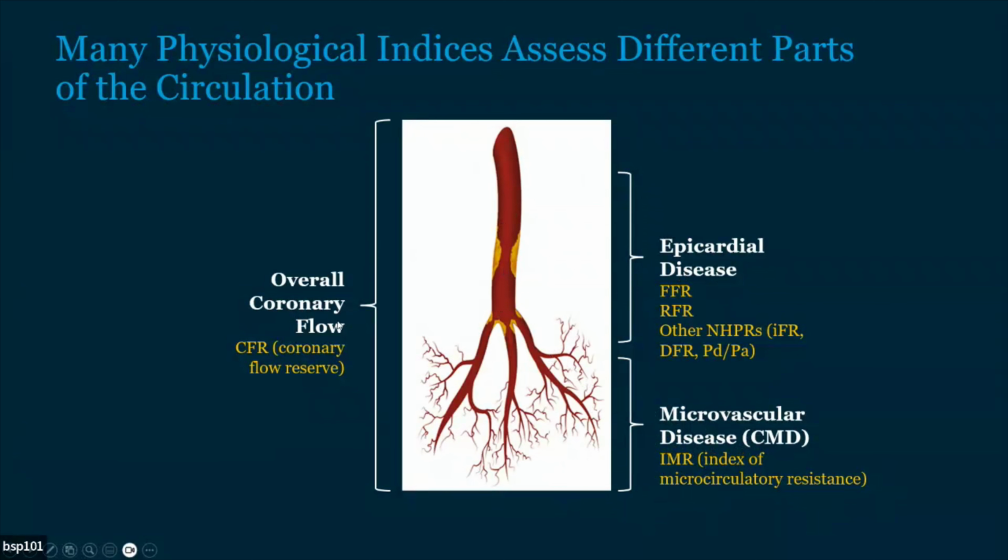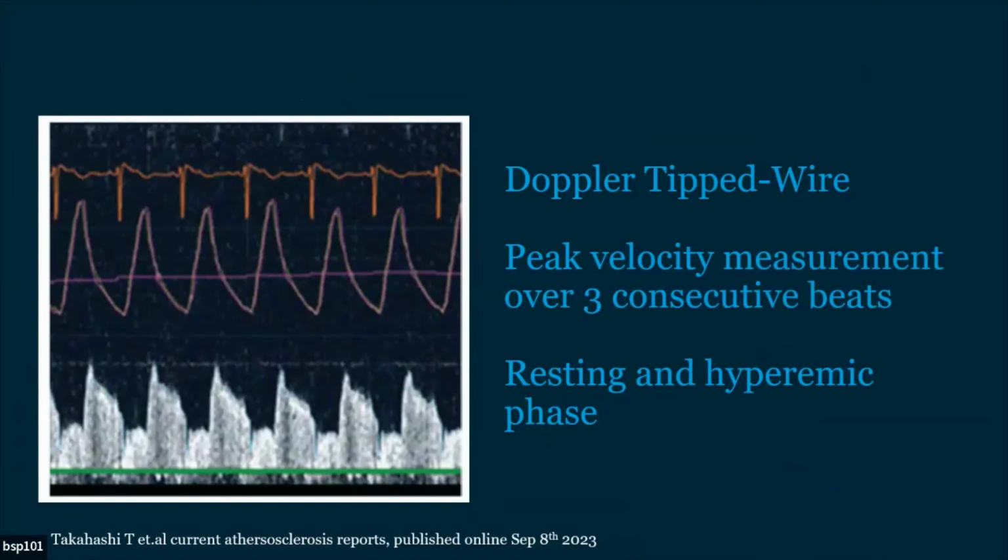So if we do this and the patient has a low CFR, their epicardial disease is normal, and their IMR is high, that means that they have microvascular dysfunction, but I'll talk about that in more detail in a second. But these are the acronyms and the terms that we use in the cath lab while we're evaluating patients for this disease process. There's two ways that you can do it. One is a Doppler wire. This is not currently approved in the United States. It should be in the next year or so, but just want to let you know there's a Doppler wire.